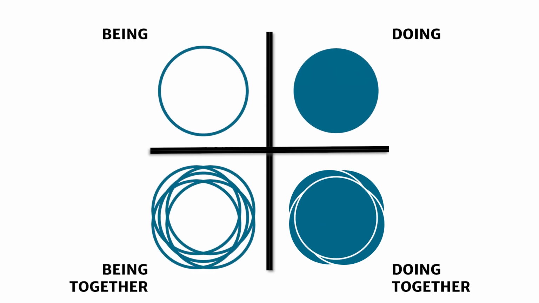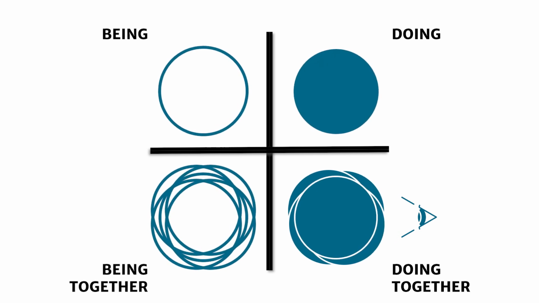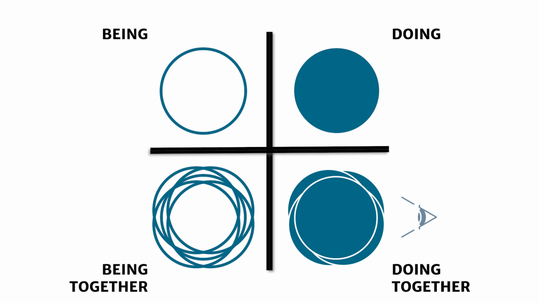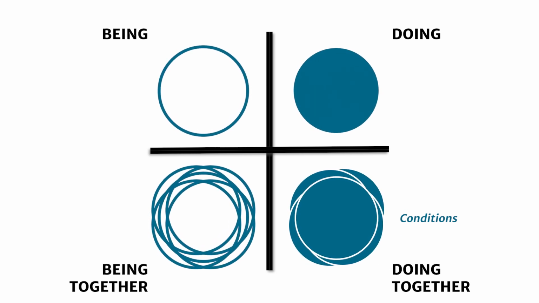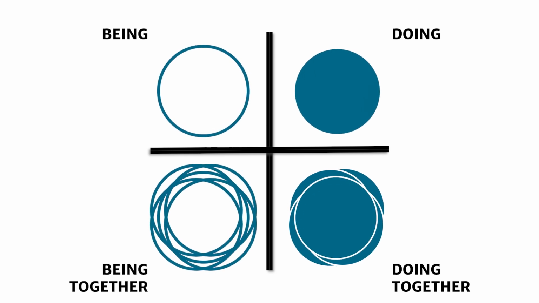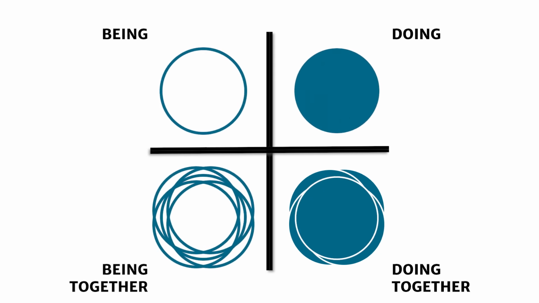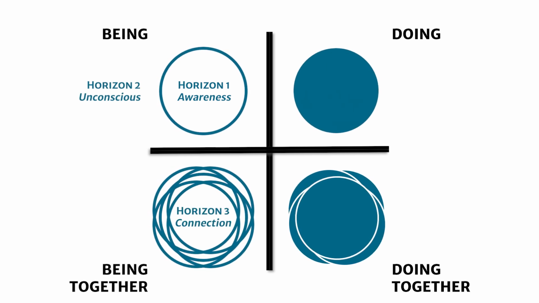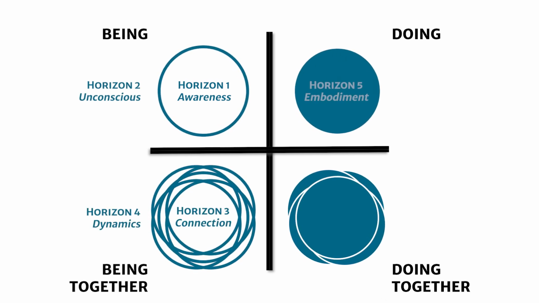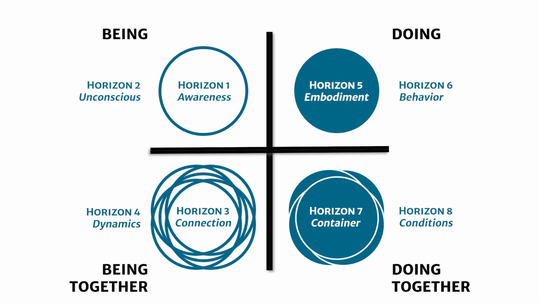But if we look at a relationship from the outside view, so not just the inside view in terms of what are the systems that we create to sustain this relationship, but from the outside, we see something like conditions. So these are the social, systemic, and environmental realities within which our relationship, our doing together, is situated. So this gives us, again, 8 very, very simple zones for us to track, and to keep our eye on in our relationship. We have Horizon 1 awareness, Horizon 2 unconscious, Horizon 3 connection, Horizon 4 dynamics, Horizon 5 embodiment, Horizon 6 behavior, Horizon 7 container, and Horizon 8 conditions.